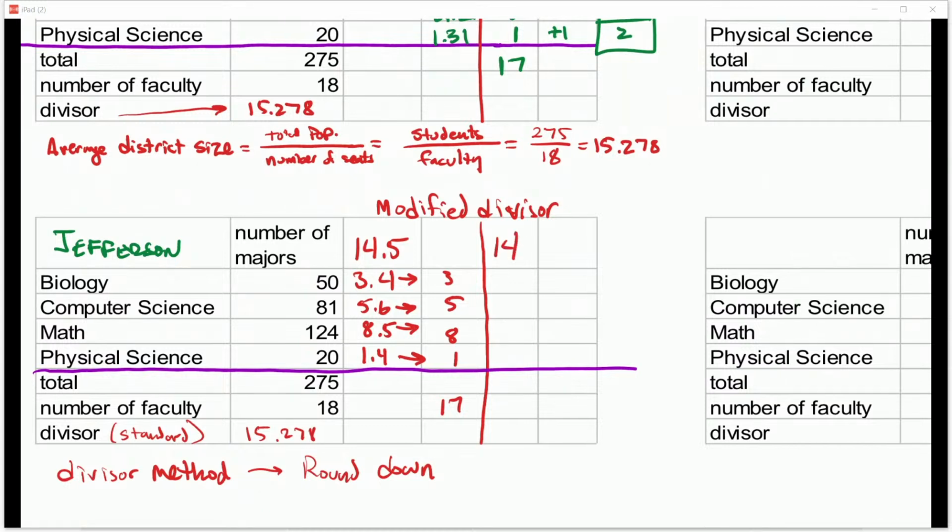Let's try 14 and do the same thing. I'm pretty sure that this is still going to be 1. Let me do 50 divided by 14, so here I'll just tell you what I see. I see 3.57. I'm just going to write 3. 81 divided by 14 is 5.78. I'm just going to write 5. 124 divided by 14 is 8.85. I'm just going to write 8. Oh, I still only have 17. I got to make this even smaller. So this could go on for a while.